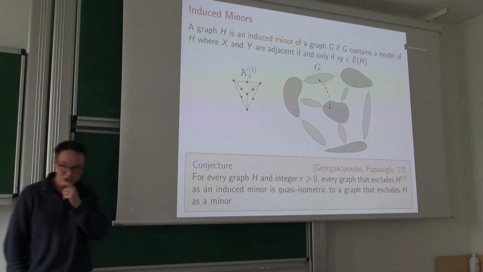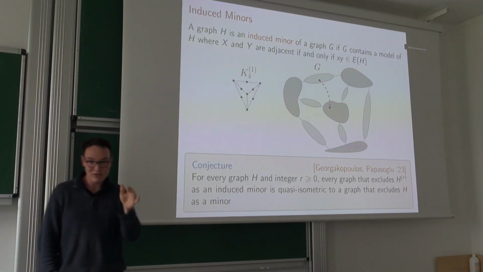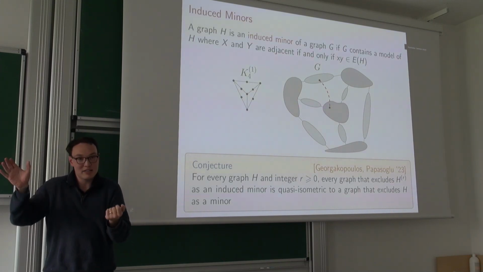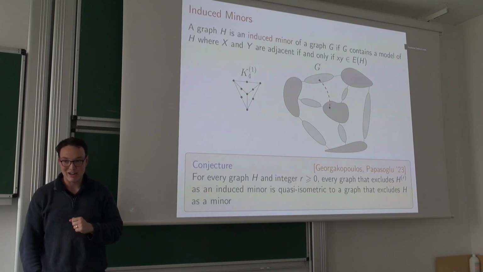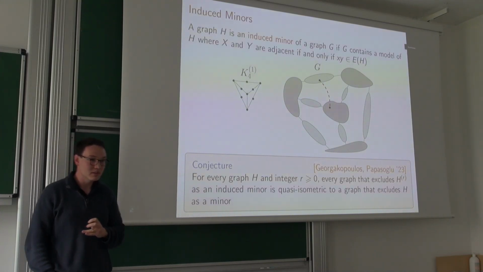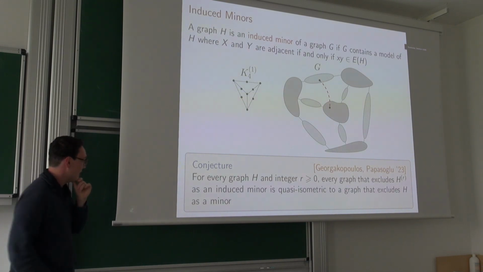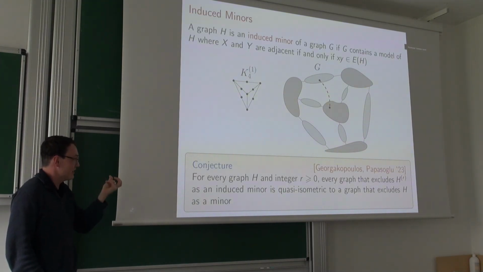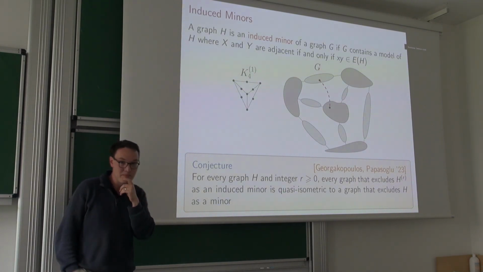And so a conjecture from Georgakopoulos and Papasoglou is for every graph H, there is an integer R such that every graph that excludes the R subdivision of H as an induced minor is quasi-isometric to a graph that excludes H as a minor. So this is a belief, an obstruction to, a sufficient condition to being quasi-isometric to a graph excluding H as a minor.